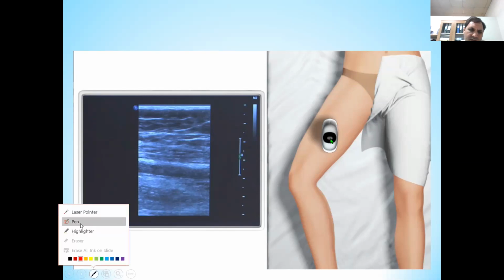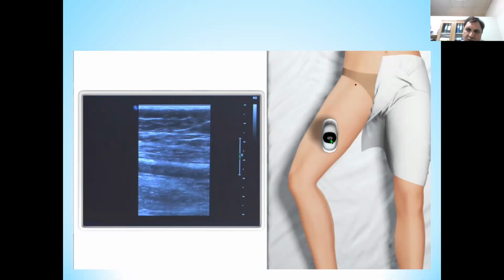For this examination technique, the patient should be supine and the leg should be slightly externally rotated for access to the medial aspect of the thigh. So this is the medial aspect of the thigh. And here you can see this is the inguinal crease, and we will start our examination from this region.